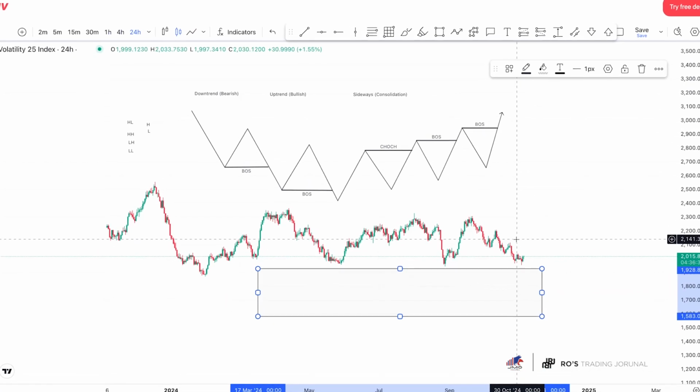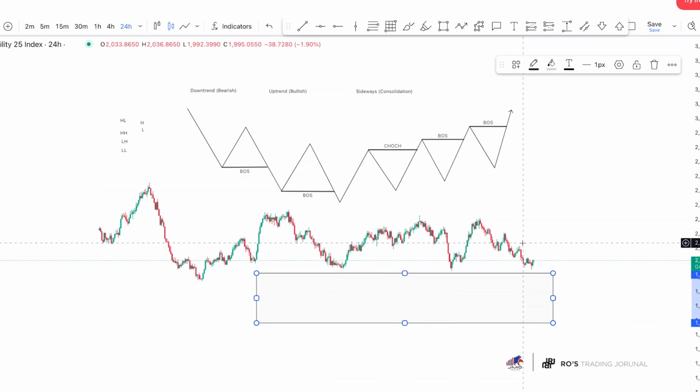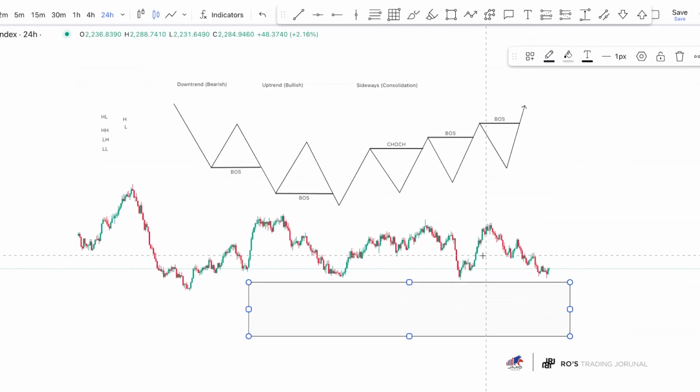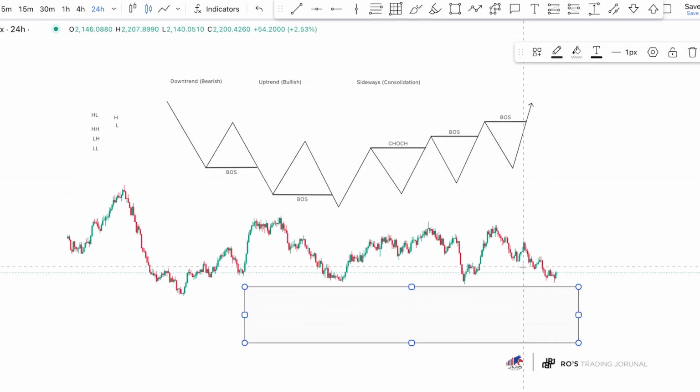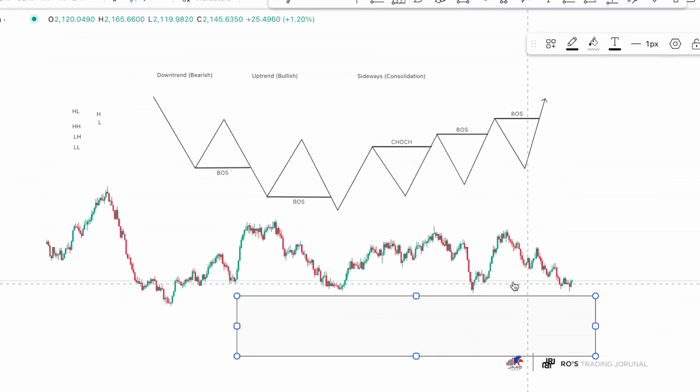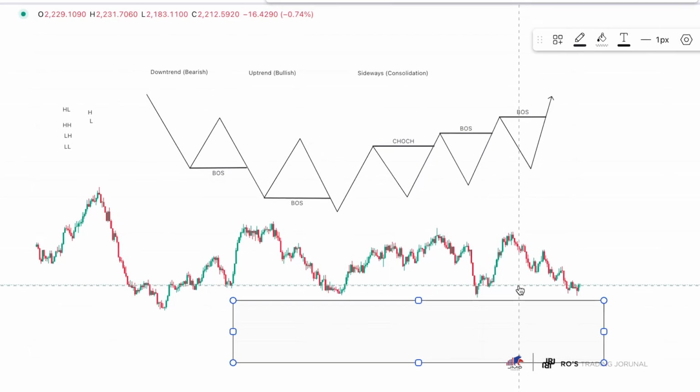In today's lesson, I'm going to be teaching you market structure. Now, market structure is basically the anatomy of the market. In order to be a profitable trader, you need to learn your market structure. So without further ado, let's get right into it.